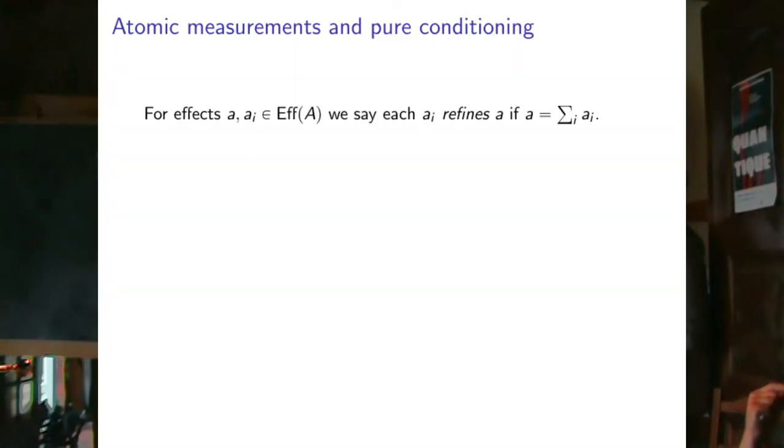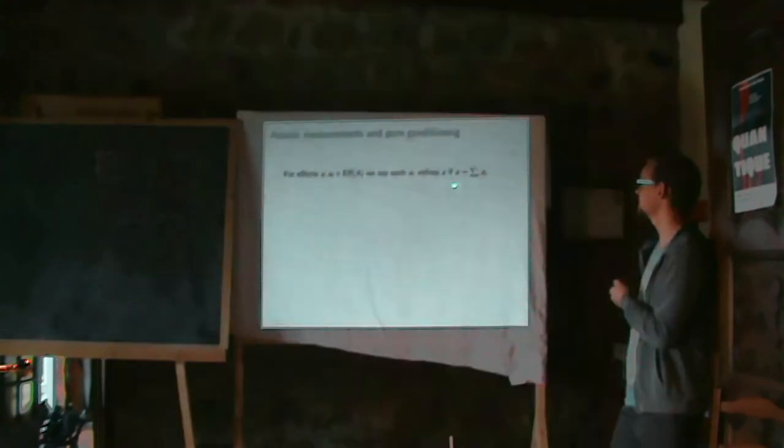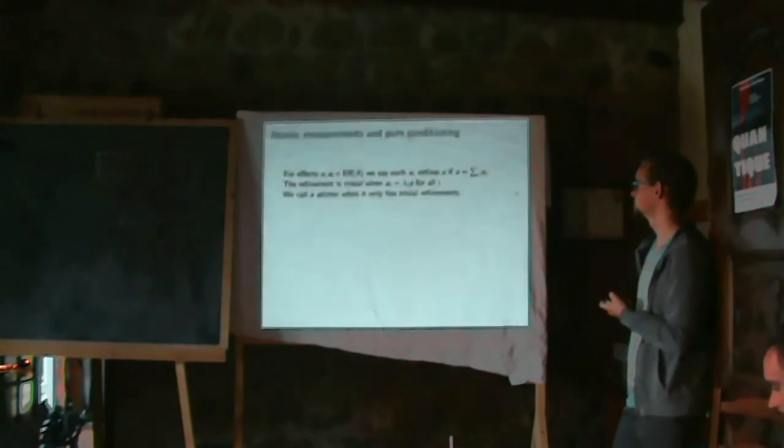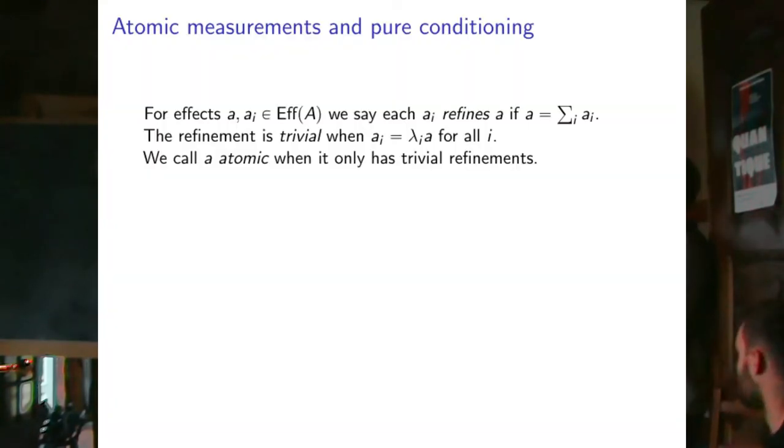Okay. For the fourth axiom, for this refinement, we can state a similar thing for effects. So we say that these effects A_i refine A if A is a sum of these effects. So you can again say that A appears as a coarse graining of these effects here. We say refinements are trivial when they're all just scalar multiples of A. And an effect is atomic if it only has trivial refinements.